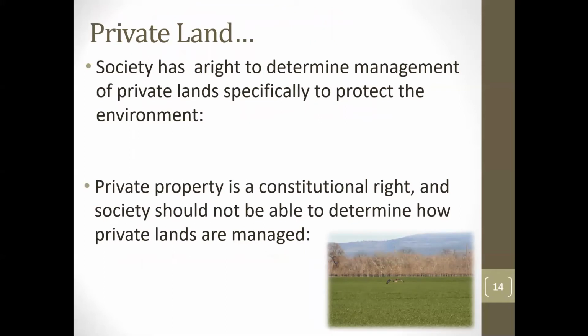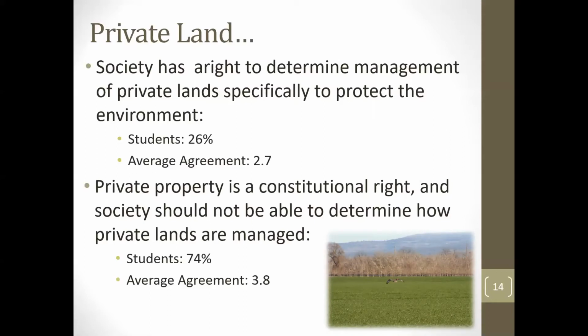Private land. Society has a right to determine management of private lands, specifically to protect the environment, or private property is a constitutional right, and society should not be able to determine how private lands are managed. It was interesting that this 3.8 is not in between being able to see the other side but agreeing with the statement, and very strongly agreeing with that statement, almost not interested in seeing the other side. So it's an interesting result.